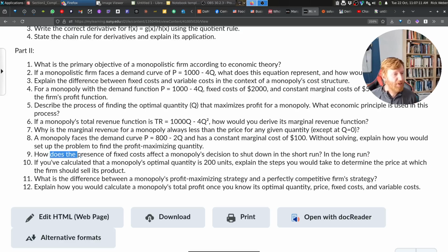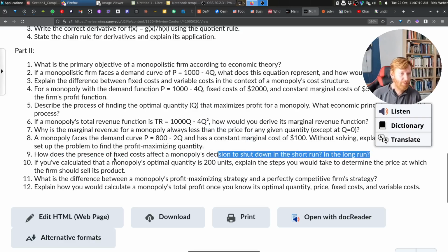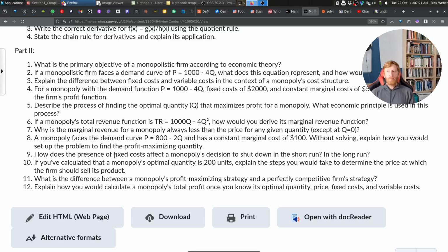Cool, we've solved that. How does the presence of fixed cost affect a monopoly's decision to shut down in the short run or the long run? So the very long story short here is, if you have dramatic fixed costs that eat away all your profits, you want to shut down in the long run. In the short run, fixed costs are sunk costs.